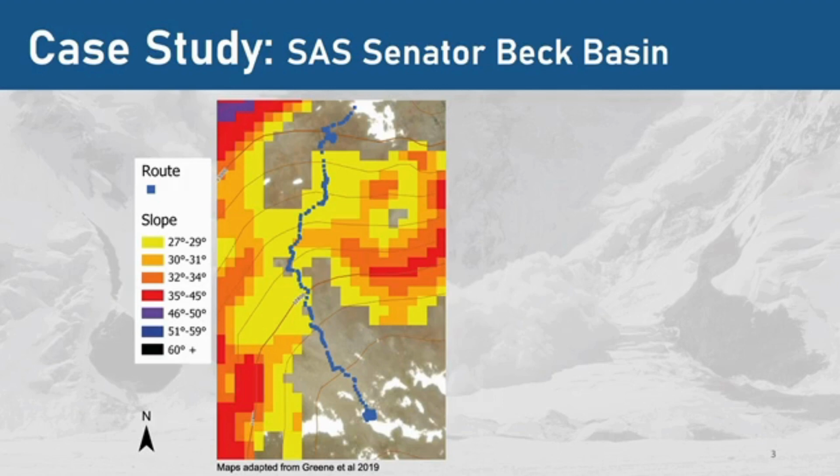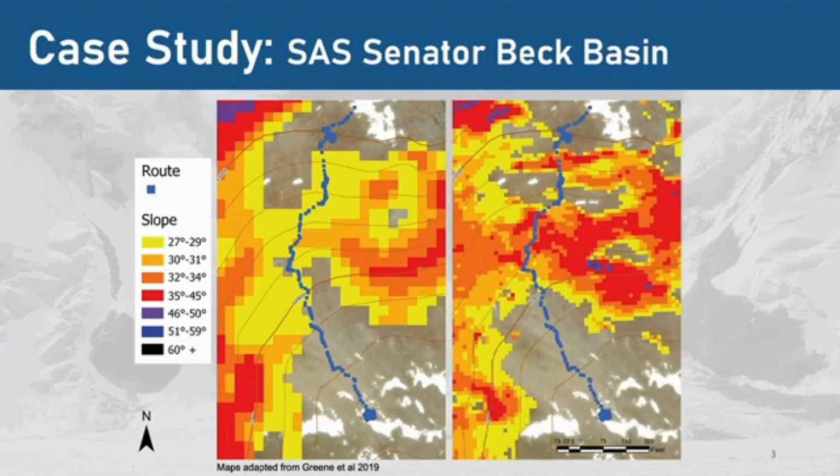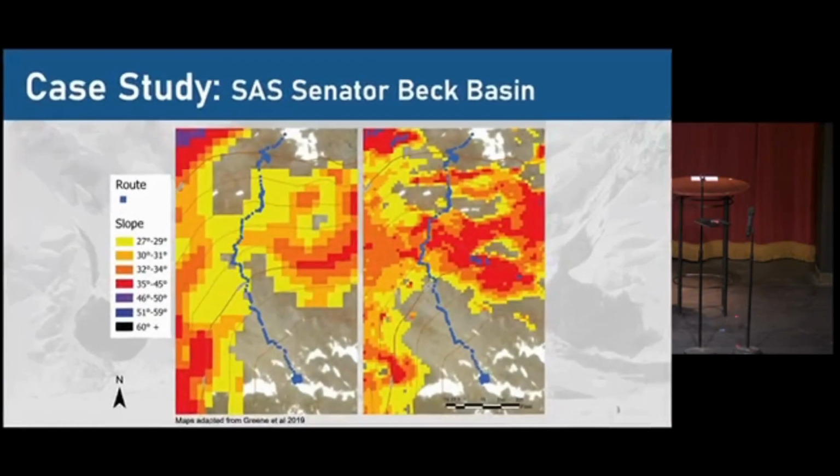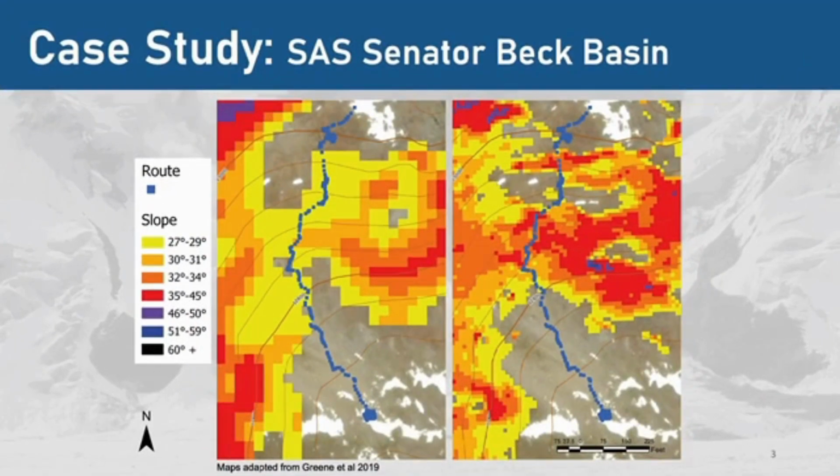They took a 3-meter resolution DEM and made a slope layer, and this is what it shows. So they were well within avalanche terrain that whole time, from the 10-meter to the 3-meter resolution model.